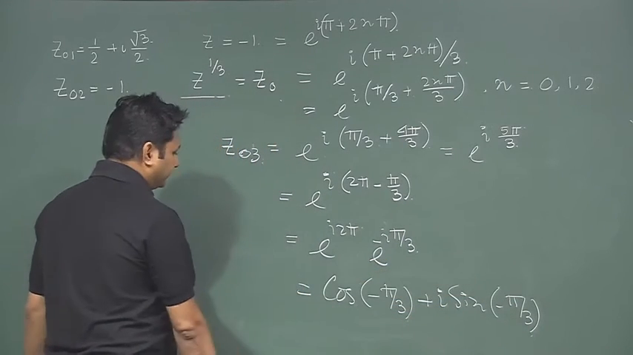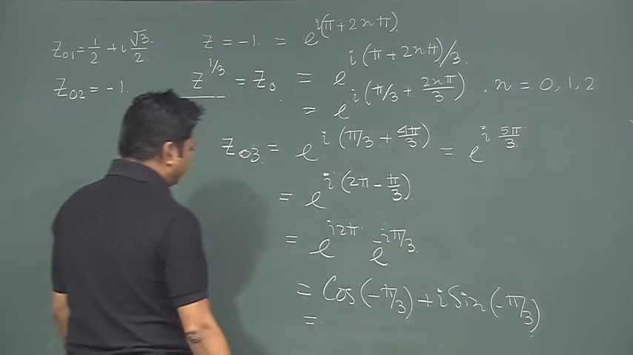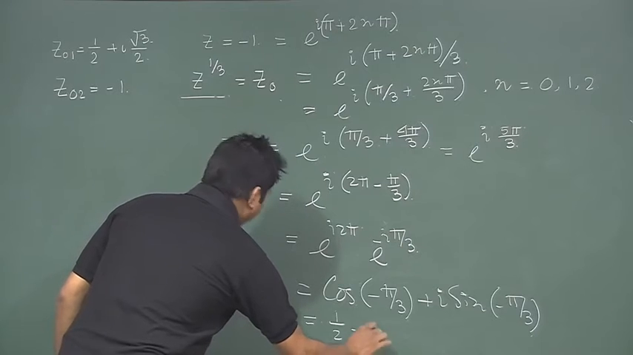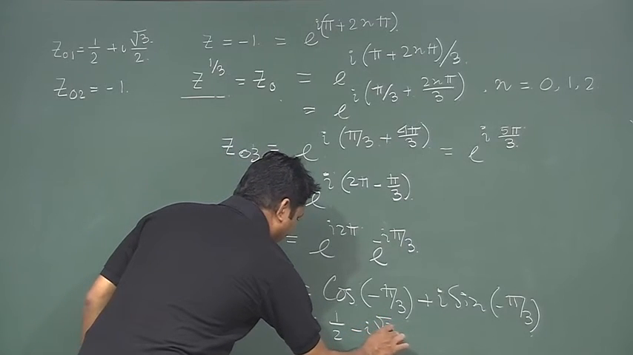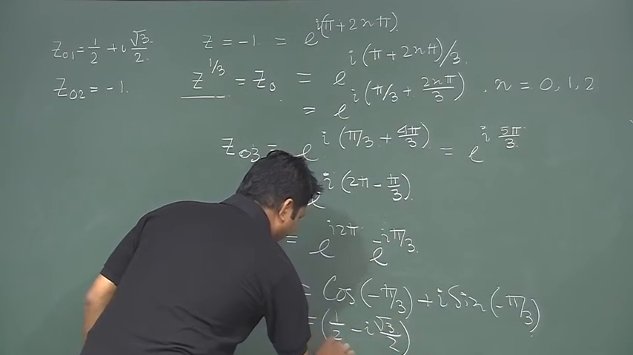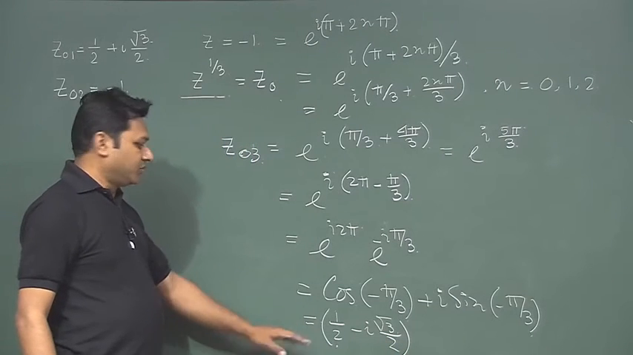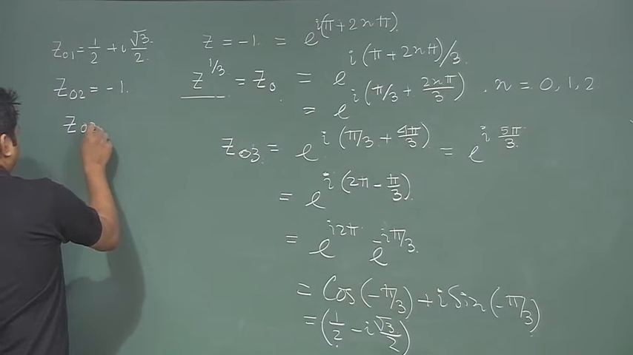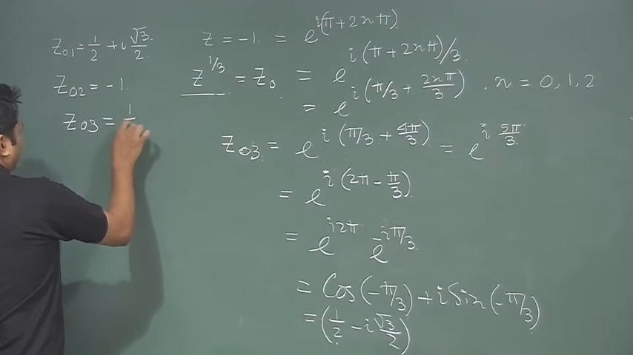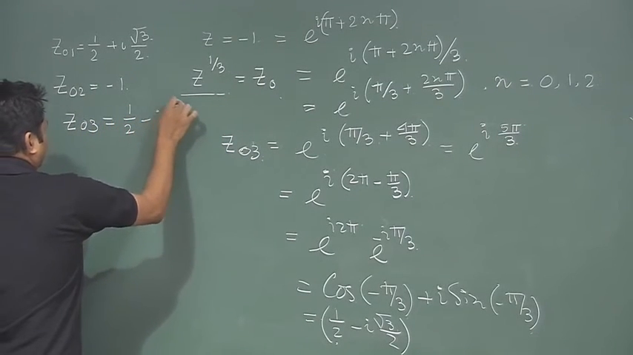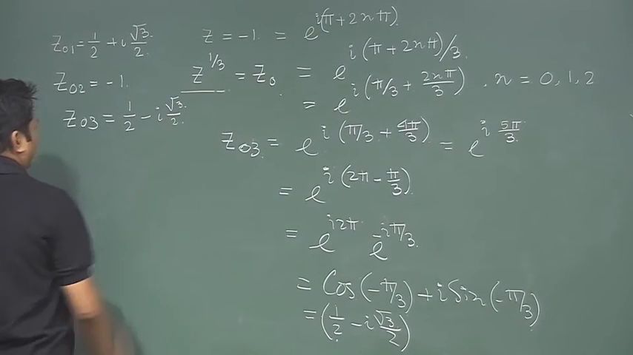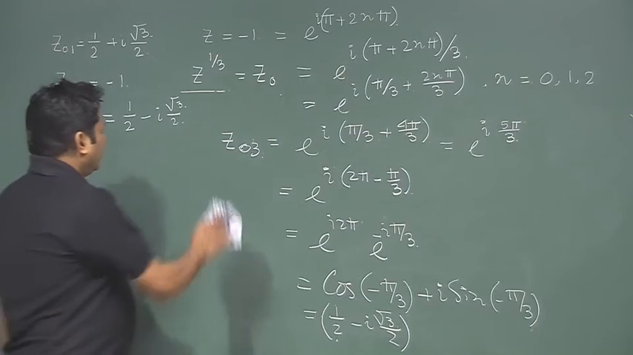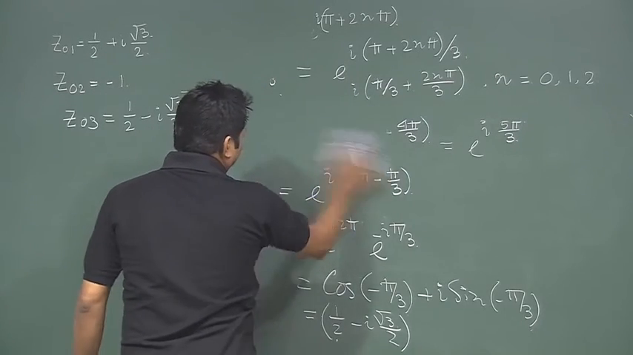So, if I do that, then I will have half minus i root 3 by 2. So, I will have one value like this. This is my third root. So, let me write here my third root z3 is half minus i root 3 by 2, this quantity. So, now I know how to calculate these things.